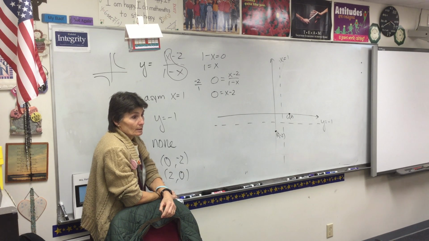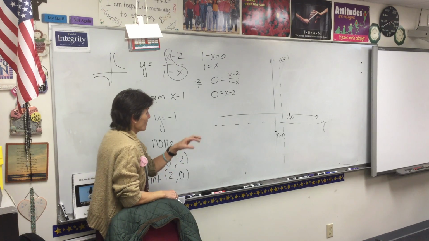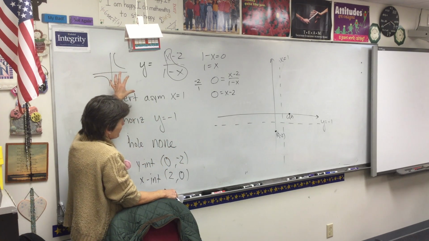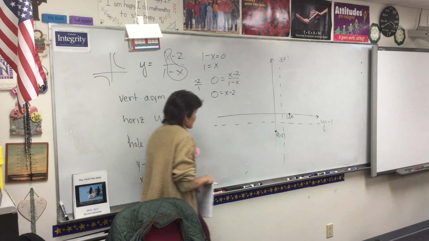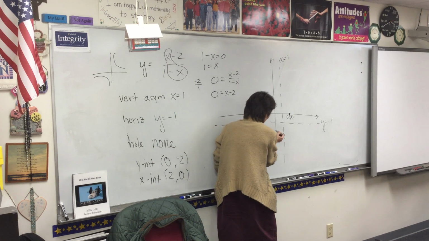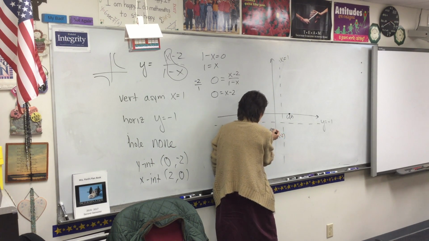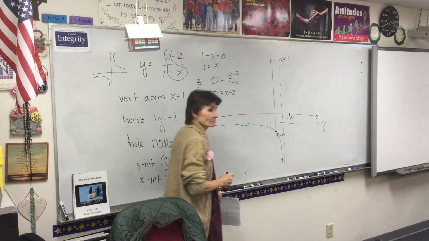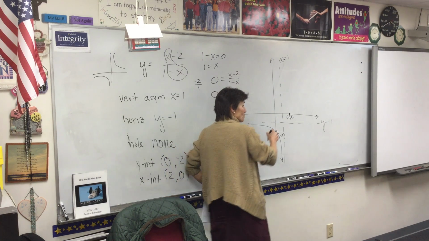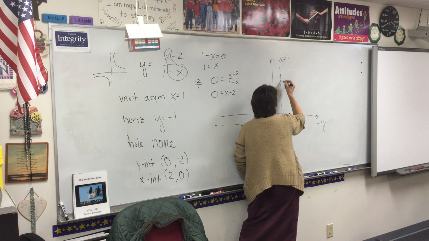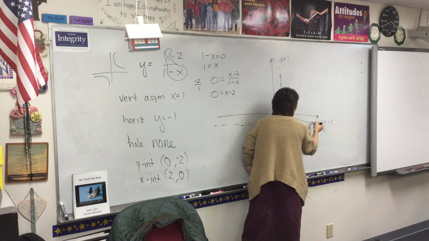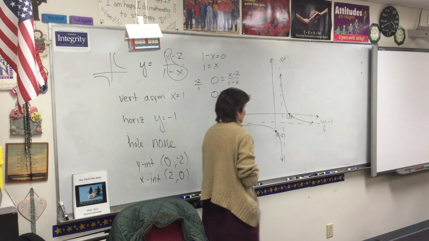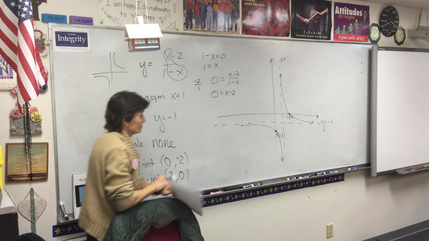Now, I need to draw the picture. Remember, it has to be some version of this, but it has to contain those points. So see this point right here? That means I must have a piece of the graph down here like that. And what does this point mean? I must have a piece of it up here like this. And there it is.